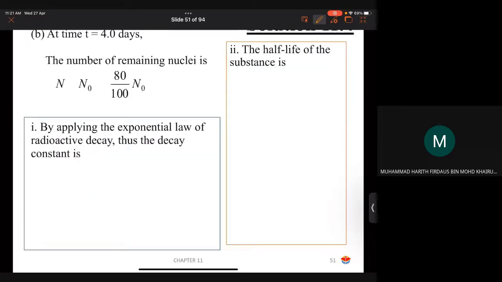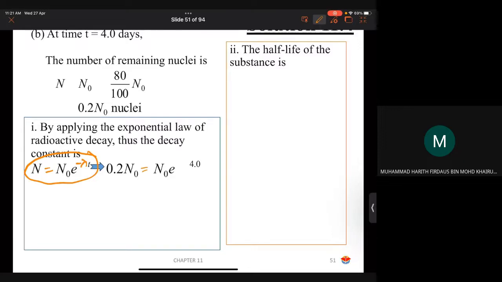So you akan guna formula N equals to N0 exponent negative lambda T. But your N now is 0.2 times N0, sebab dia tinggal 20% sekarang ni. 20% daripada siapa? 20% daripada original. So that's why dia buat 0.2. Kenapa 0.2? 20 divided by 100 times N0. Okay, boleh faham tak tu?